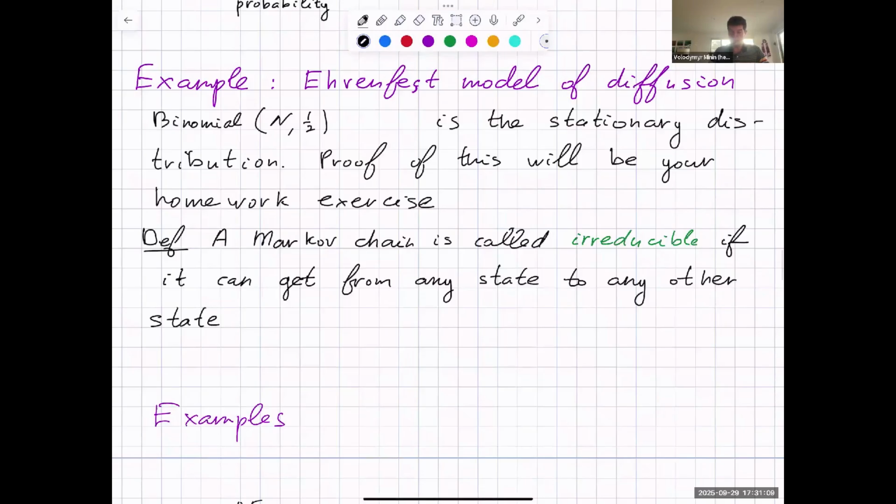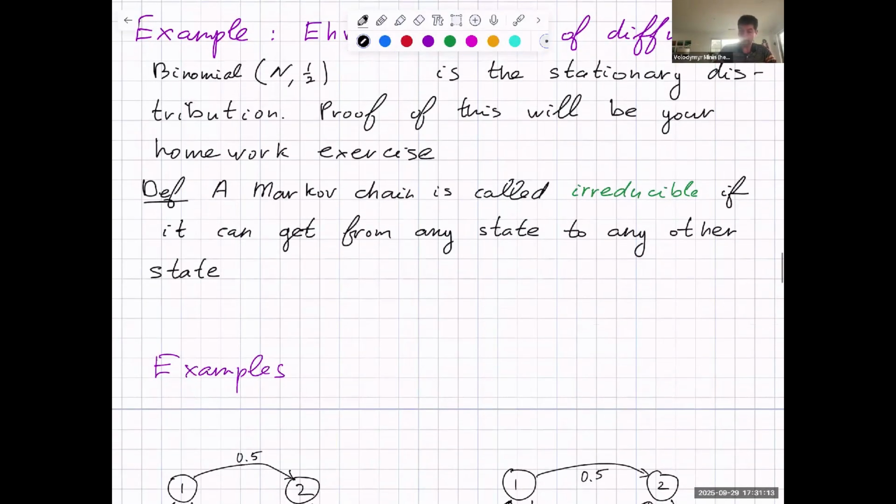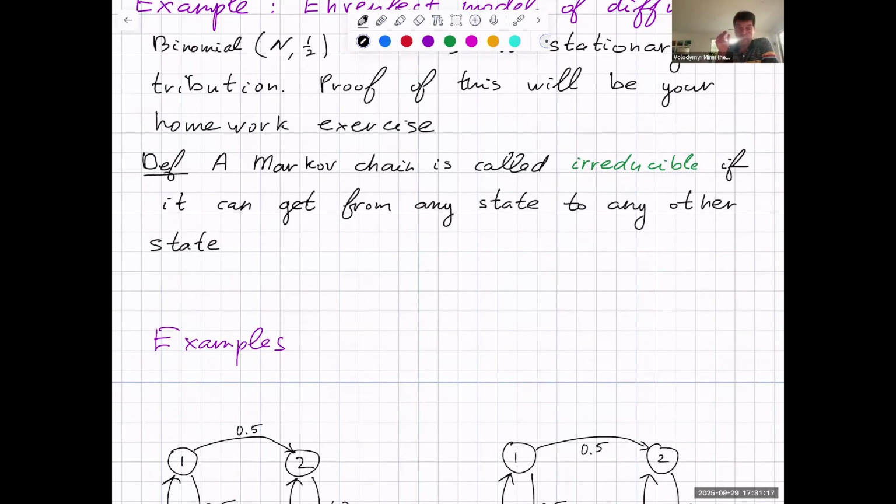A couple of definitions I need to throw at you. I apologize for making it a little bit tedious. A Markov chain is called irreducible if it can get from any state to any other state. Not necessarily always, you just need to be able to do it in a finite number of steps. I don't care how many.